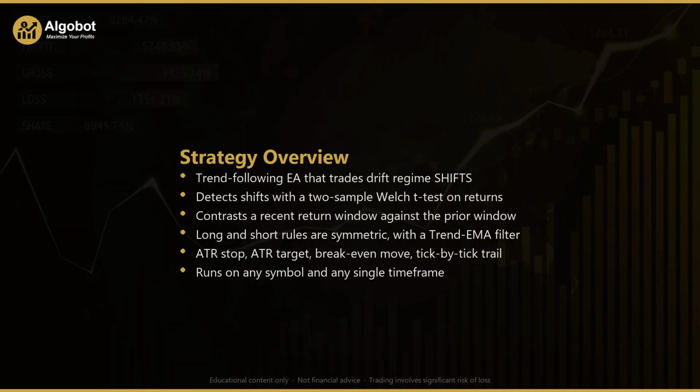Who is this style of approach suited for, in an educational sense? It's built for traders who are curious about statistical, rules-based systems, and who prefer a design that waits for a clear transition rather than chasing every wiggle. It layers a slower trend filter on top of the statistical signal, so that shifts are only taken when they agree with the broader regime. And it puts heavy emphasis on drawdown control through ATR stops, a break-even move, and a tick-by-tick trail. Remember, none of this removes risk. Trading always involves the possibility of loss. We're studying how the mechanism is built, not making any promises about outcomes.